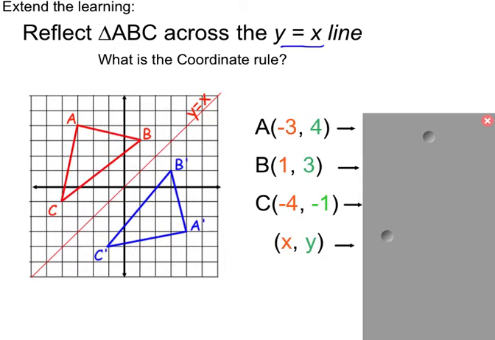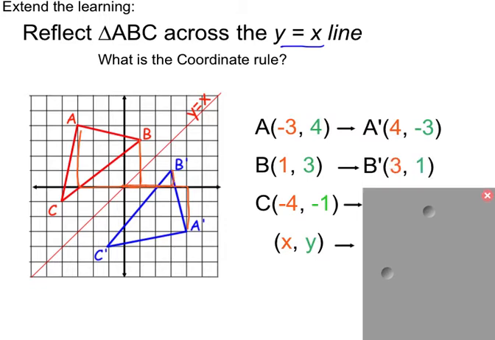So let's take a look at what happens with the coordinates. So A was at -3, 4, and A prime is at 4, -3. B is at 1, 3, and B prime is at 3, 1. C is at -4, -1. C prime is at -1, -4.